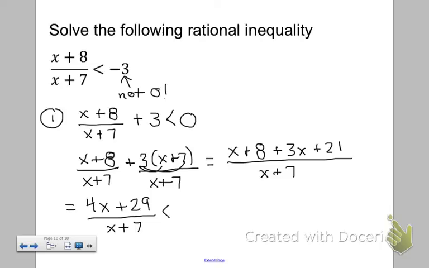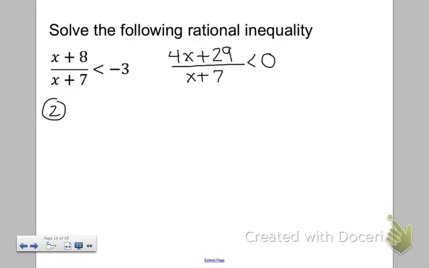Alright, and we are looking for where this is less than 0. Alright, so done with step 1. Now we need to look at step 2. Remember, step 2 is where I'm looking for my zeros and where I'm looking for where it's undefined. So I've got to set my numerator equal to 0, and I have to set my denominator equal to 0.